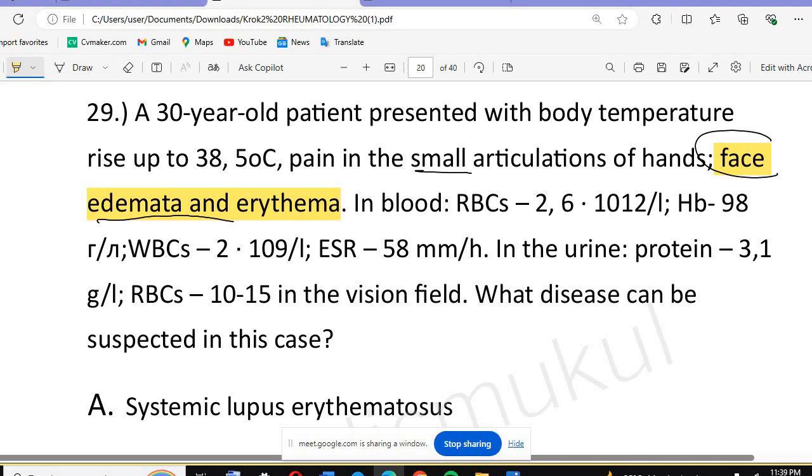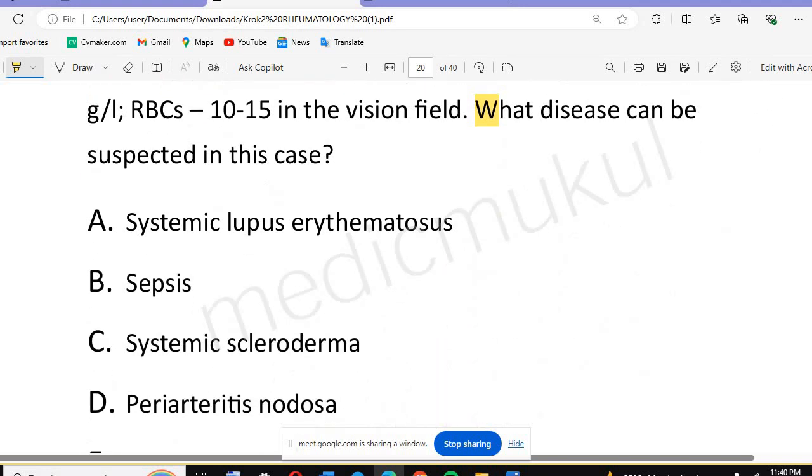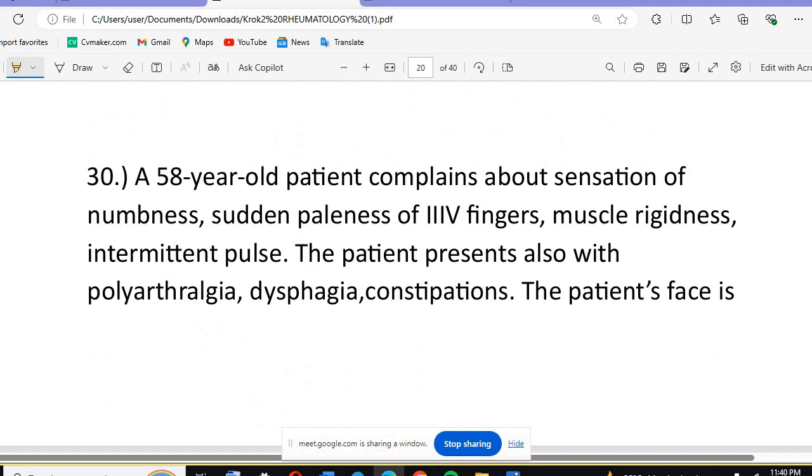These are not specific things especially for the SLE, but you have to integrate these things with the face edema and the erythema with the malar rash. That will make your diagnosis of the systemic lupus erythematosus.